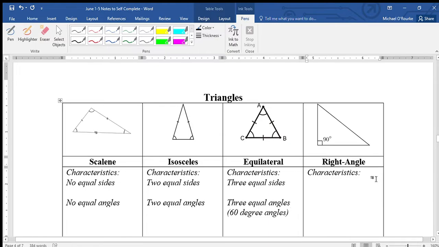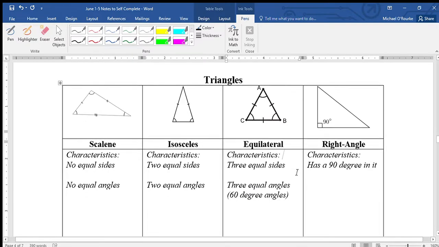And the last one, a 90-degree triangle. This is the most obvious thing ever. It has a 90-degree angle in it. Now, there's no hard and fast rule about how many other equal sides, because you could have 2 equal sides there. Right? You could have this side and this side be equal, or they could be different. So a right angle triangle could be a scalene or isosceles. There's no way a right angle triangle can be equilateral, because it has a 90-degree angle, and equilateral triangles all have 60-degree angles. So that's the first part.